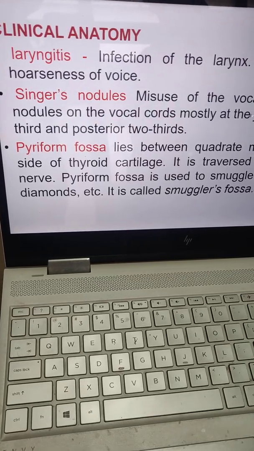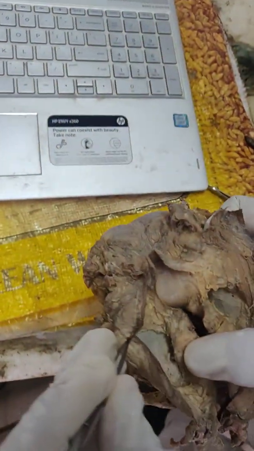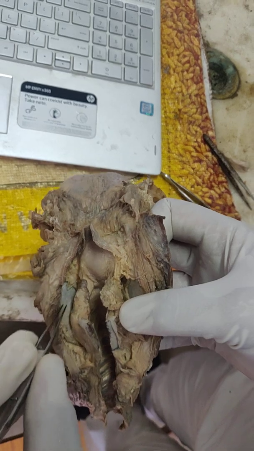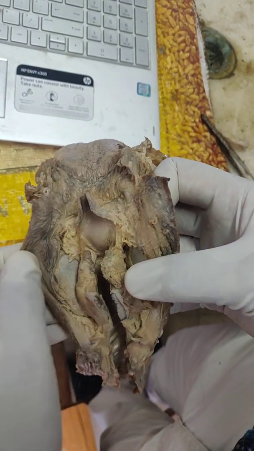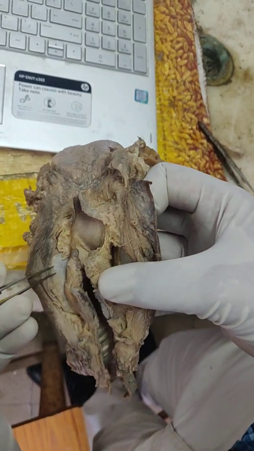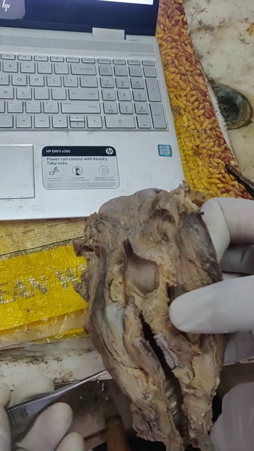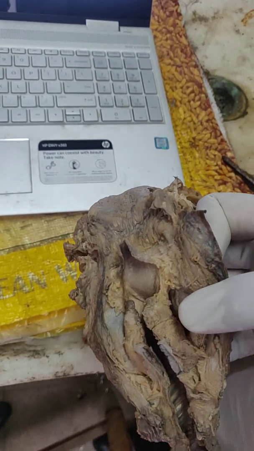The pyriform fossa is just lateral to the aryepiglottic fold. Here you can see the aryepiglottic fold, and lateral to it is the pyriform fossa. Previously, smugglers could hide diamonds here, so it is also called the smuggler fossa.